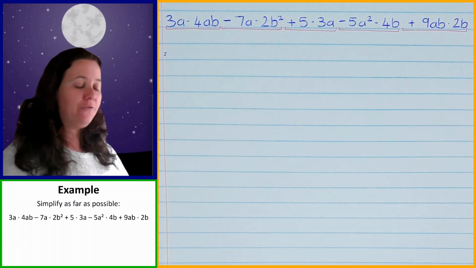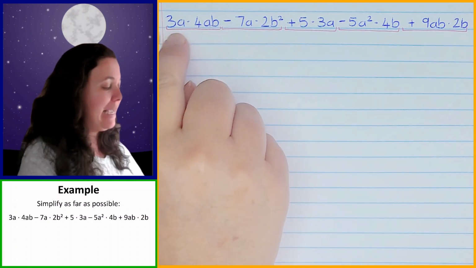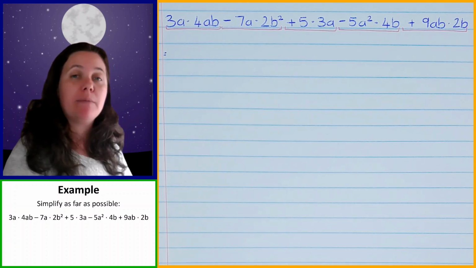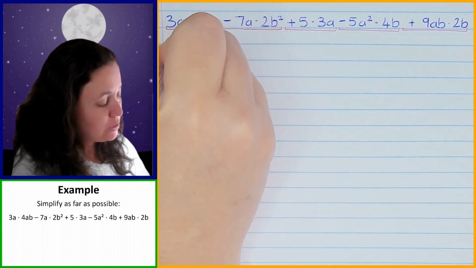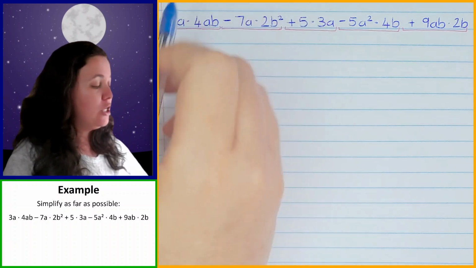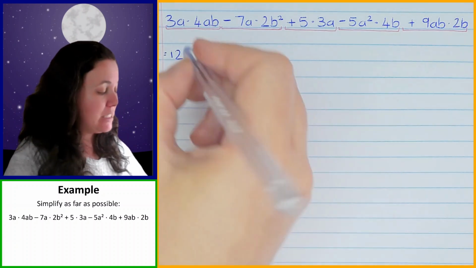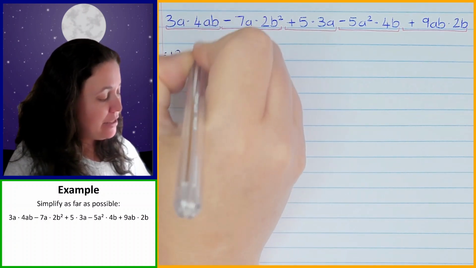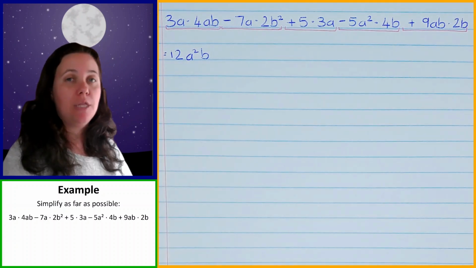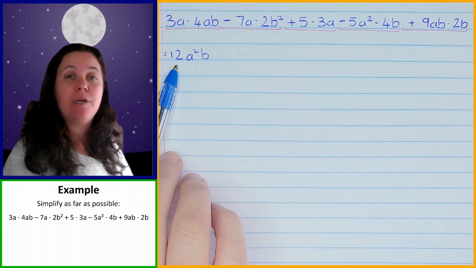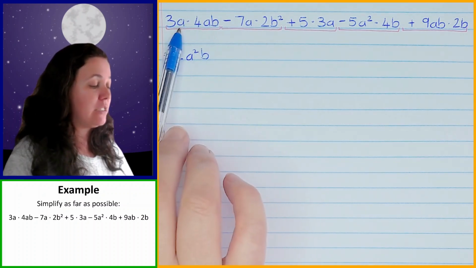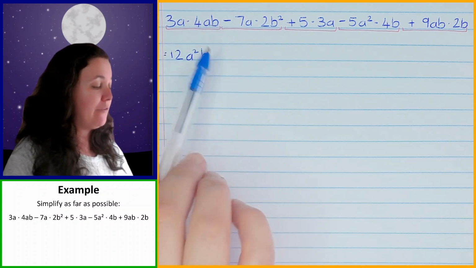Okay, so in the first term, I've got 3a times 4ab. So I'm going to multiply my numbers together. 3 times 4 is 12. So when we're doing this, we're going to be multiplying the numbers together, and then you multiply the things that have the same base. So a times a is a squared, and then times b. Okay, so we write it in alphabetical order. The a's go first, then the b's go next. The numbers will always be in the front. Okay, so I multiply my numbers together, I multiply the same variables together. A times a is a squared, and then I've got my b over there.